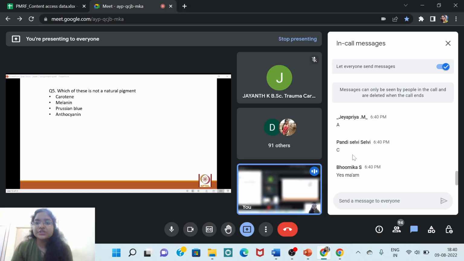I'm repeating the question. Whoever is not able to see the screen properly, I'm not sure what is the issue. Which of these is not a natural pigment? Keratin, melanin, Prussian blue, and anthocyanin. Right? Okay, most of you have given the answers.